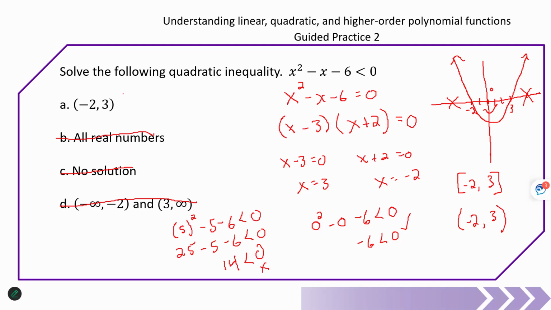But if we want to check, let's check -2. And if it's a true statement, then it would be included, which means there should be a bracket here. But let's see what happens when we check -2.